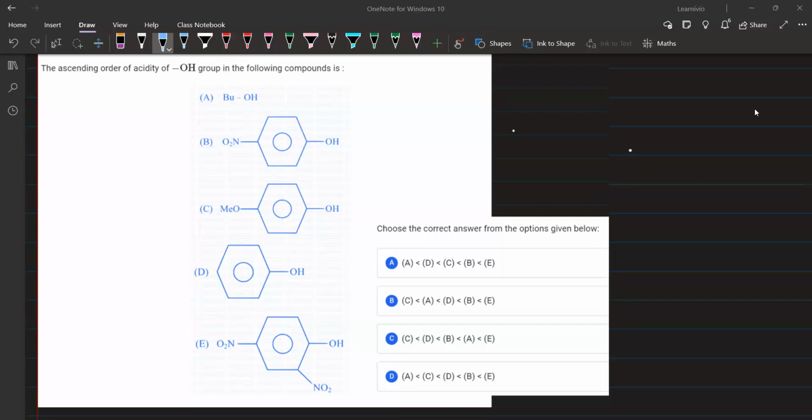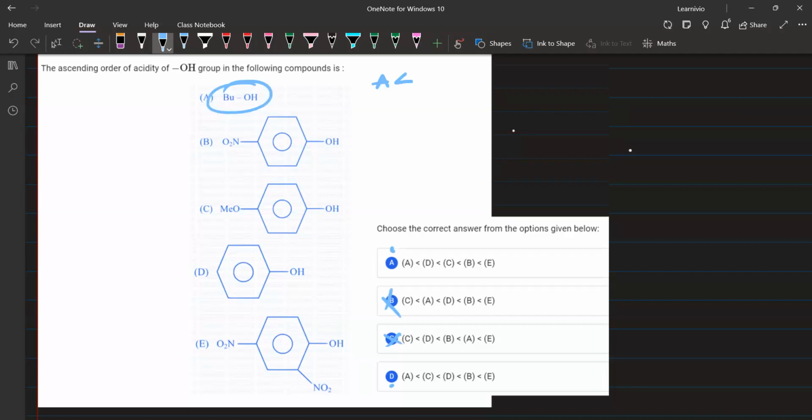Okay, Tariq, good. In this, you can see that the least basic will be alcohol, that is butanol. So A will be the least basic. That means we have option A and option number D. B and C cannot be correct. Fine. Now, what is next?